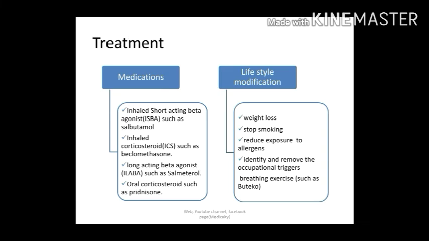The treatment will include medications and lifestyle modification. The lifestyle modification: weight loss, stop smoking, reduce exposure to allergens, identify and remove occupational triggers, breathing exercise. The medication will include the inhaled short-acting beta agonist, most commonly salbutamol is used, inhaled corticosteroids, long-acting beta agonist, and oral corticosteroids.